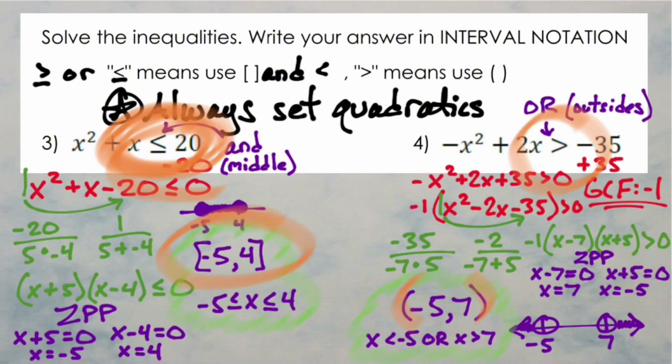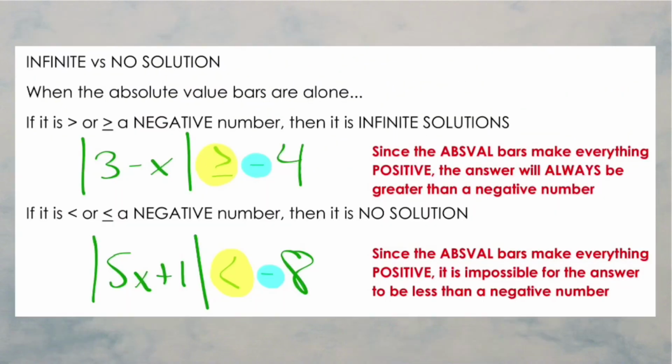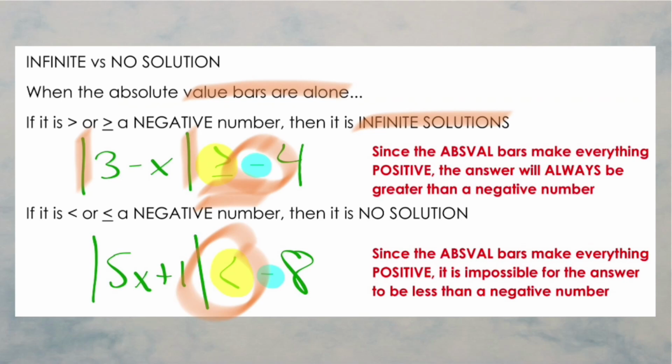And that is pretty much all of the lesson. I think we got one more thing. Infinite versus no solution. This was talked about in my previous video, but really quick. If you have gotten the absolute value bars all by themselves, and on the other side of the inequality is a negative sign, then you know when you have the greater than sign, you will have infinite solutions. And in this situation, the less than sign would mean there is no solution. But this video didn't really talk about that, so I don't know why I put this slide at the end. Whatever. Important thing to know with the absolute value inequality stuff.